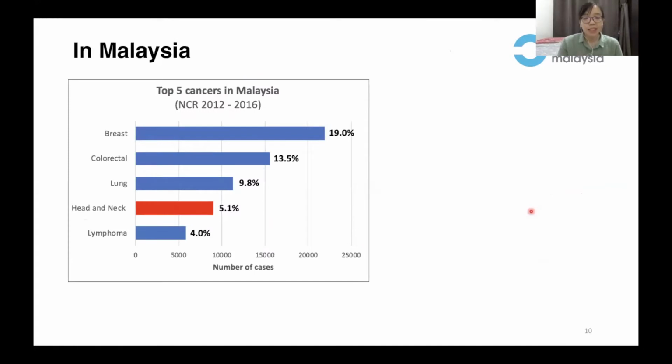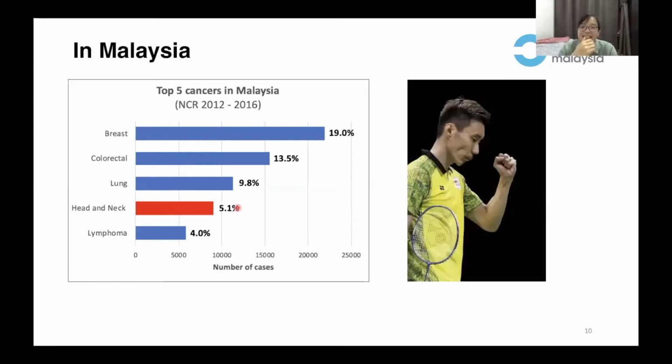If we look into Malaysia, this is a graph that I prepared showing the top 5 cancers in our country. You can see that head and neck cancer is the 4th most common cancer. Addressing the question that I asked just now, do you know any notable figures that were diagnosed with head and neck cancer? The answer is actually Dato' Lee Chong Wei. In 2018, he was diagnosed with nose cancer specifically, but luckily he detected the disease at an early stage, and that's why he could seek early and fast treatment.